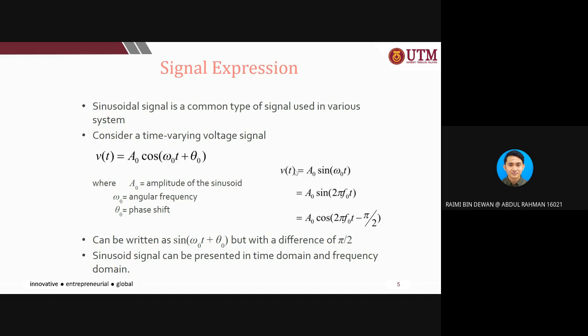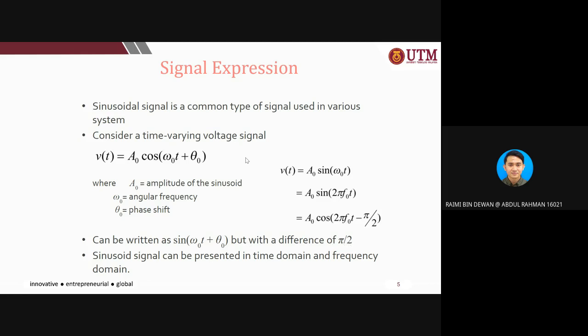Then, for example, A(t) equals A naught sine omega naught t, which is A naught sine 2 pi f naught t. If we were to convert sine to cosine, we actually have minus pi over 2. So it can be written as sine omega naught t plus theta naught, but with a difference of pi over 2.